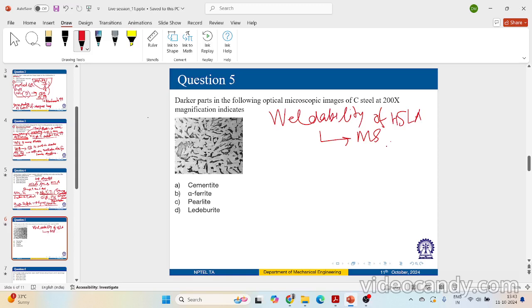That also please remember. So this is much more similar to mild steel. Then strength is often the predominant factor in your application of high strength low alloy steel.